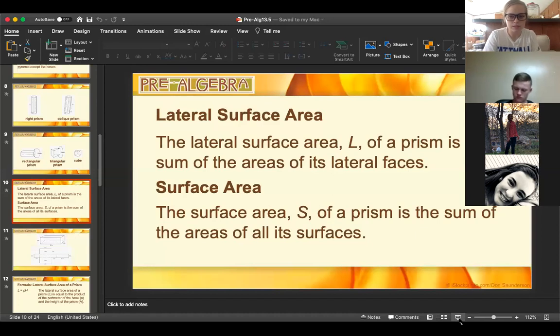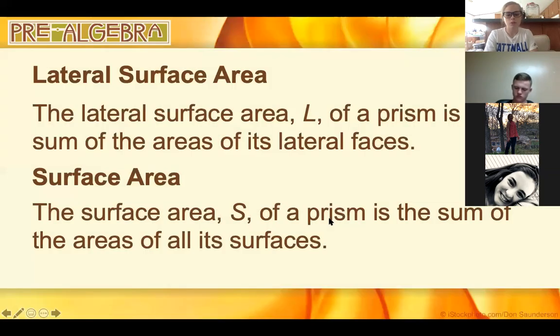Let me share the screen here, and we will finish up this lesson 13.5. So we're talking about the surface area. I have a tissue box right here. This is the example that we've given. Notice my tissue box. Push the tissues down in there. This is a rectangular prism.